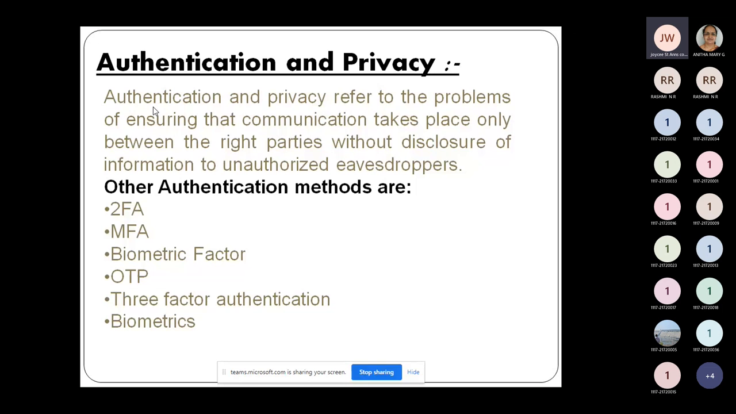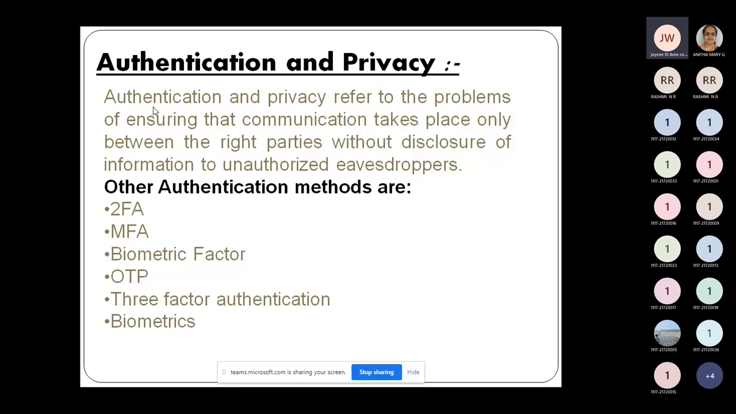Next one is three-factor authentication. Three-factor authentication has three authentication factors. The first is the password, the second is a security token, and the third is biometric. It can be a thumb, an index finger, face recognition, or an eye scan. So that is three-factor authentication.